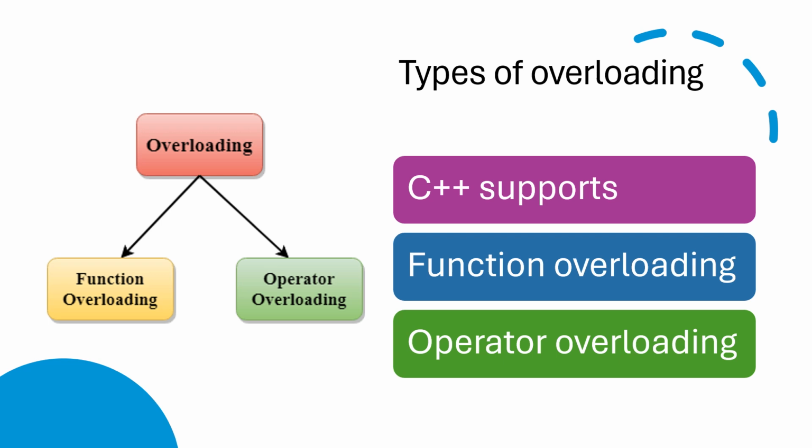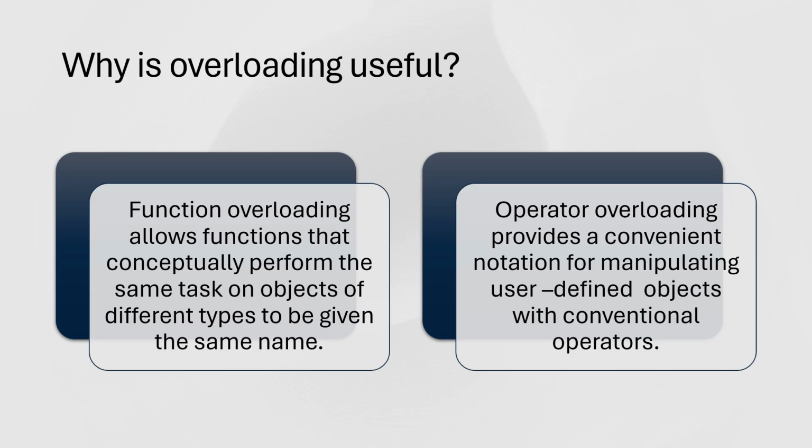Types of overloading. Overloading is divided into two types. One is function overloading, another is operator overloading. Function overloading means we are using multiple functions where the function name will be the same but the parameter arguments will be different. In operator overloading, we are overloading the operator. Here we use the operators with different operations. So these are the types of overloading.